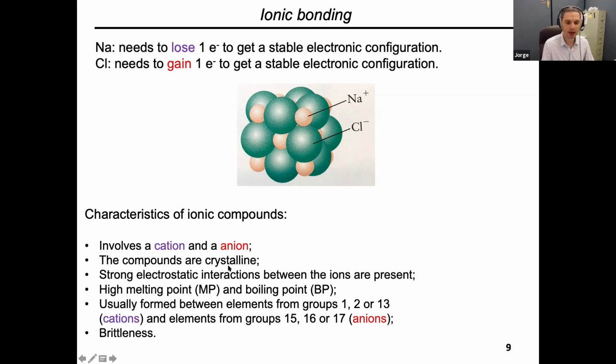And another characteristic of ionic compounds is brittleness. You would think that because the interaction between a cation and an anion is so strong, this compound would be very rigid, very hard. However, if we apply pressure to the top of an ionic crystal, we can make it break in a perfect direction. And that's called brittleness. So let's see why it's so easy to break apart an ionic solid using pressure.